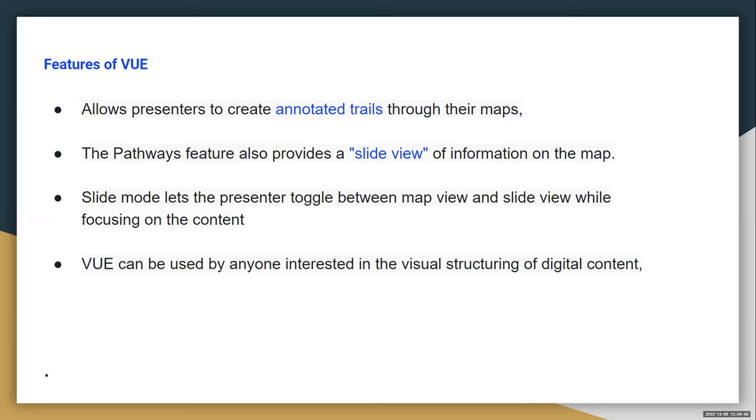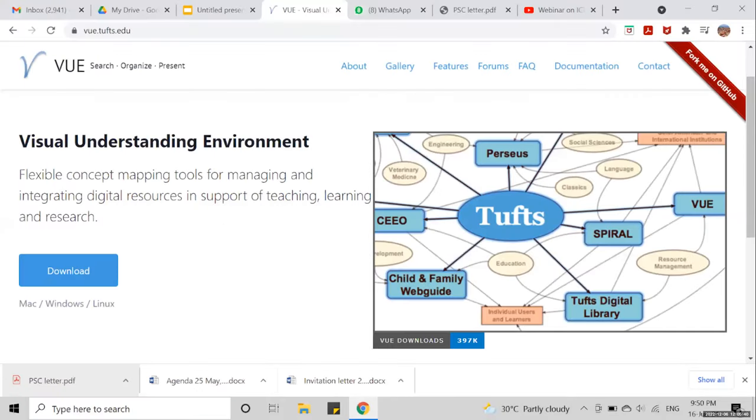Features of the Visual Understanding Environment. It has annotated trails. Whenever you create a concept map and expand the central topic, you use relationship lines. The more you use those relationship lines to clarify the concept, the clearer it becomes for students to understand the particular concept. So it allows the presenter to create annotated trails through their maps. It also has a slide view feature. The Visual Understanding Environment can be used by anyone interested in the visual structuring of digital content, which we have discussed.